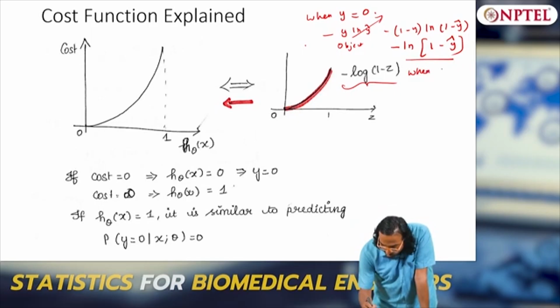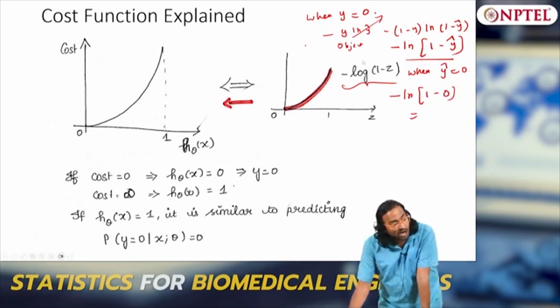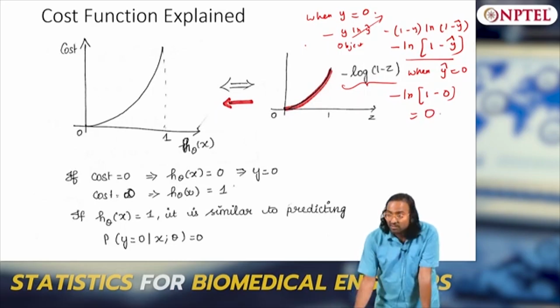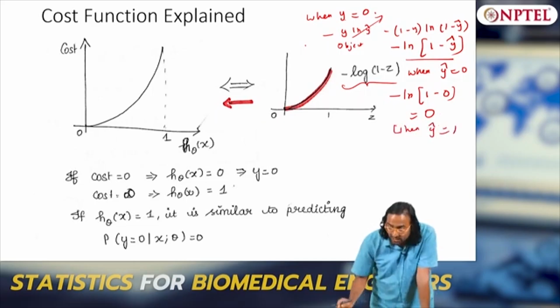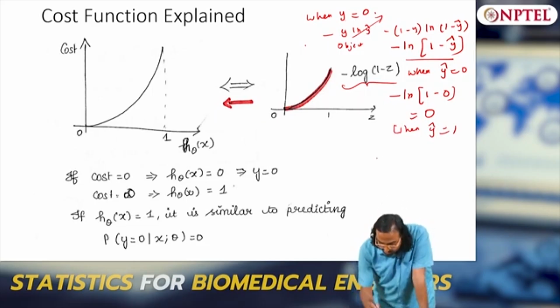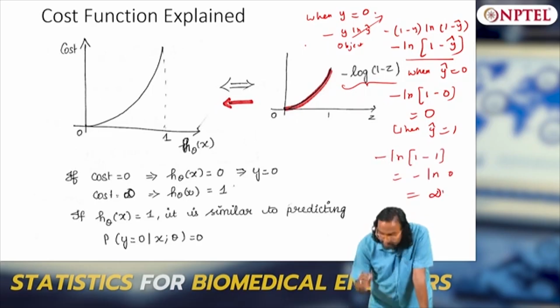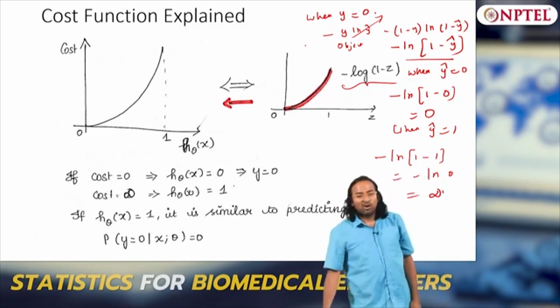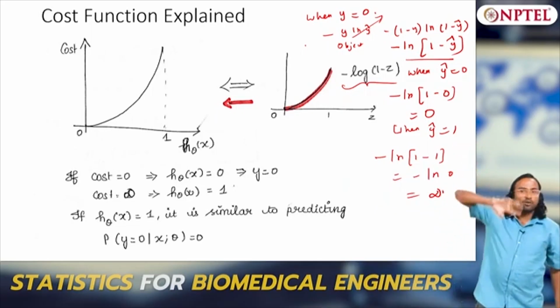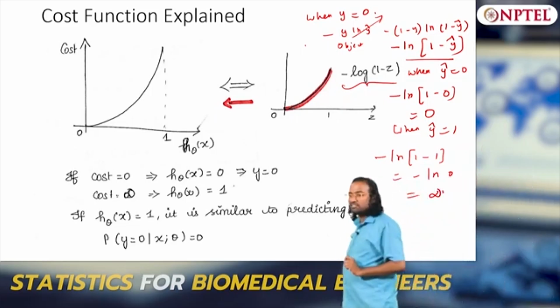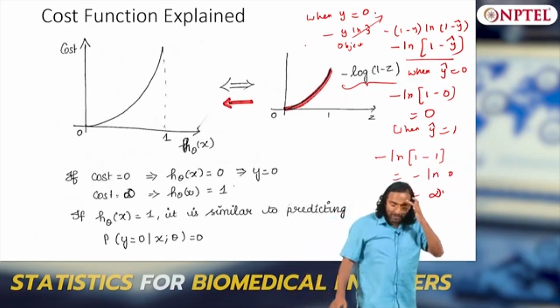So when y hat equals 0, what is my output? Minus ln (1 minus 0), which is minus ln 1, so the cost is 0. When y hat equals 1, you are predicting wrongly, since the truth is 0. What is my cost? Minus ln (1 minus 1), that is minus ln 0, which is infinity. So in both cases, if you predict wrong, the cost is very high, and if you predict correct, your cost is 0.